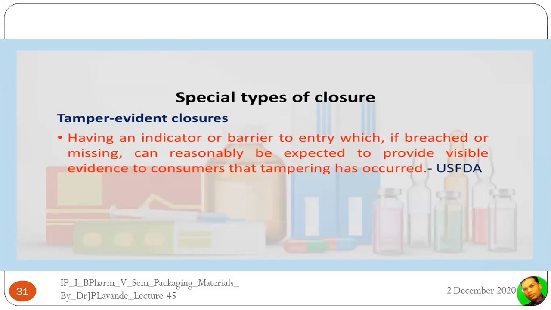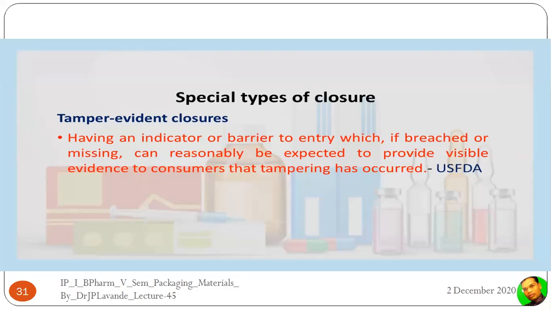If you see the definition of the tamper evident closure given by the US FDA, what does it indicate, or how can that be defined? It could be defined in such a way that tamper evident closures are a type of closure system that will have an indicator or barrier. The indicator is some kind of strip, which means once it is opened, it will be torn off.